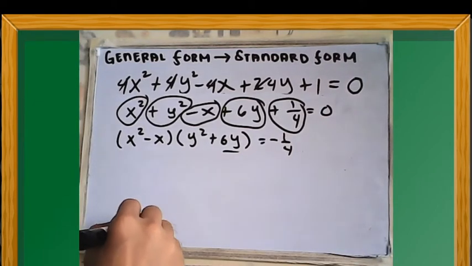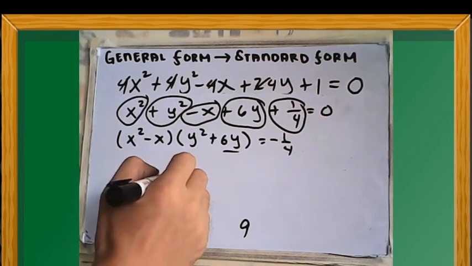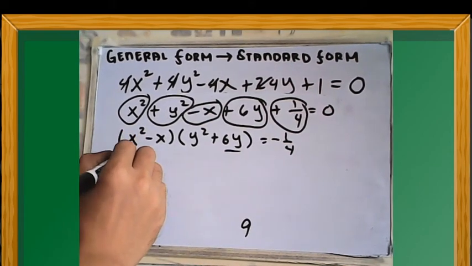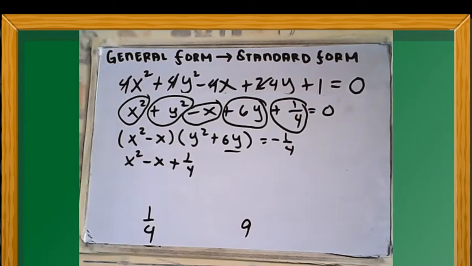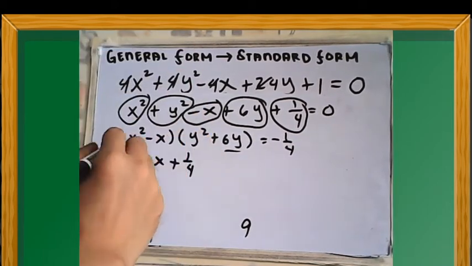Ano ang gagawin natin kay 1/4 at kay 9? So, i-add lang natin sila. x squared minus x plus 1/4. So, doon natin siya inilagay.